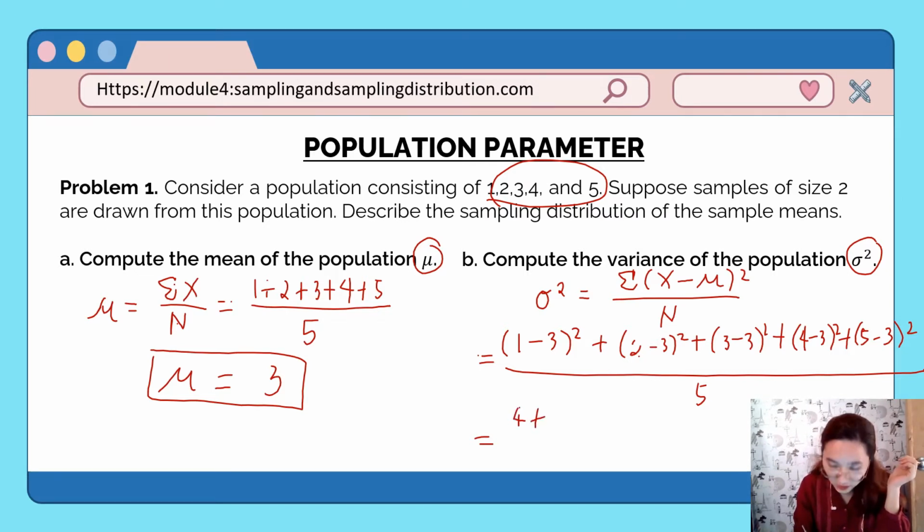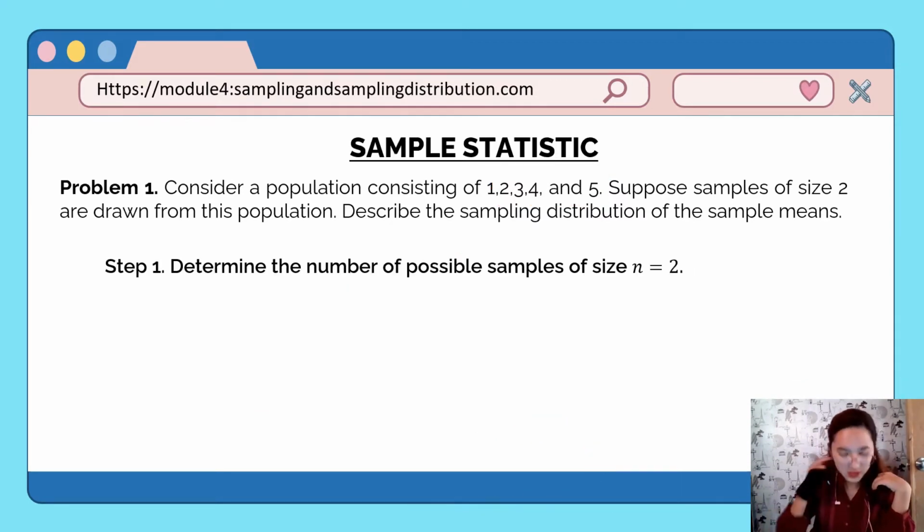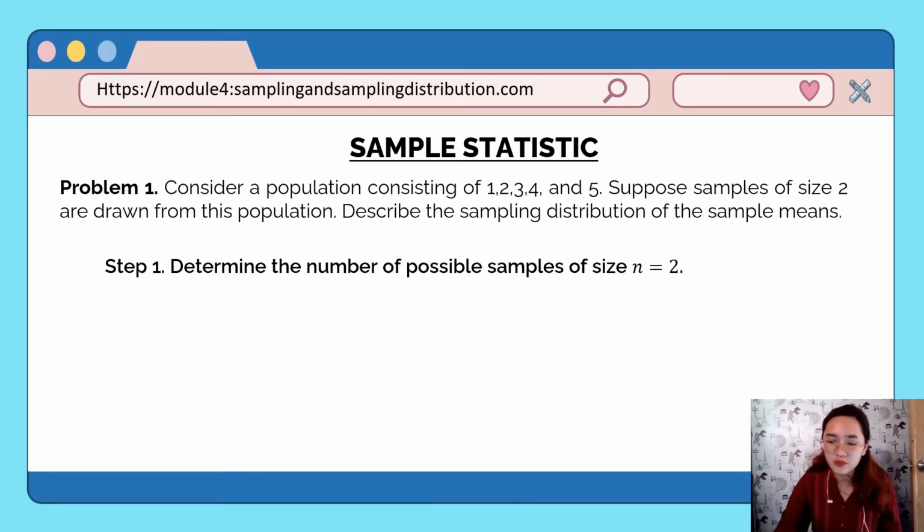Plus 2 minus 3 is negative 1, squared, that is 1. 3 minus 3 is 0, squared, of course, 0 pa rin yan. Then, 4 minus 3 is 1, squared, 1 pa rin. 5 minus 3 is 2, squared, that is 4, over 5. And we have 4 plus 1, 5 plus 1, 6 plus 4 is 10. Over 5 po yan. Is equal to 10 over 5, or 2. So, 2 ang ating population variance. Take note na lang. Next naman natin ang ating sample statistics, which are the sample mean and sample variance.